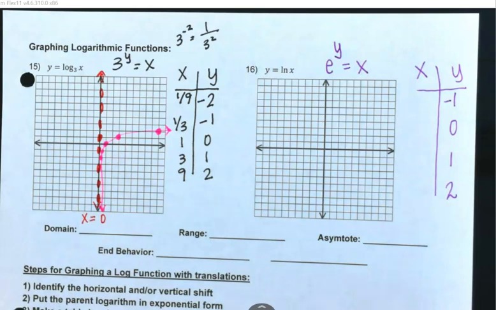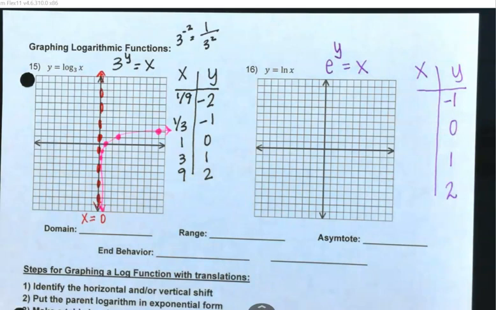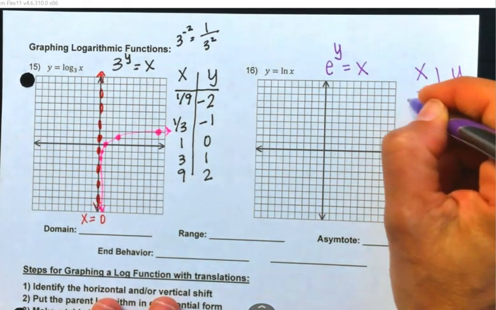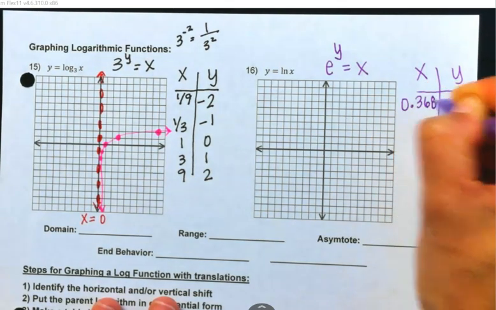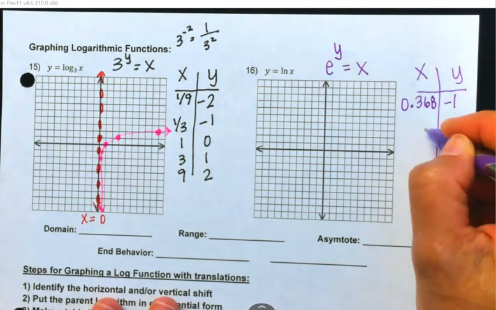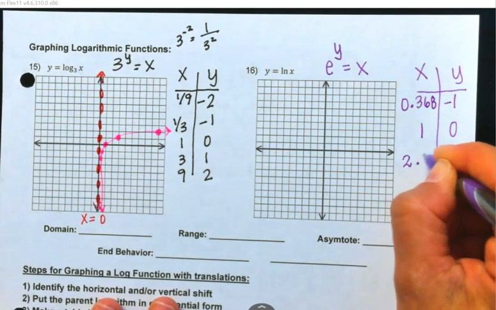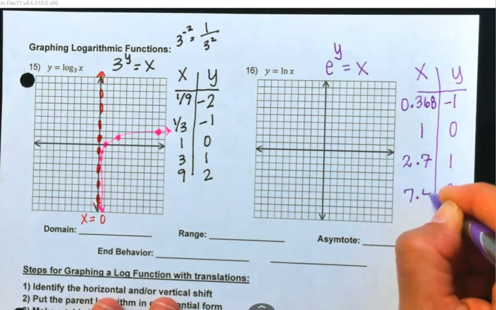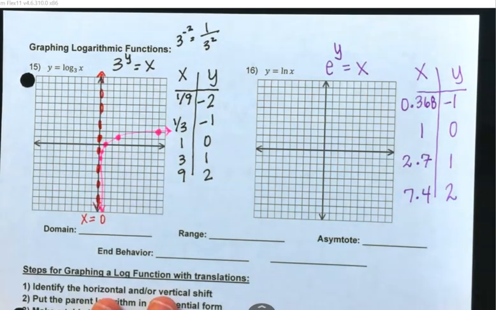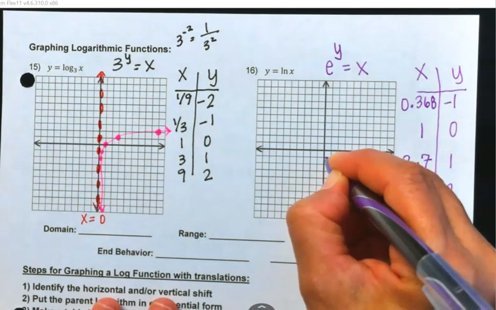All right. If you remember, e to the -1, that was a decimal. Who has that still memorized? 0.368. Very good, guys. I saw that. All right, so remember e to the 0 is 1. And then 2.7 is e to the 1st rounded. 7.4 is e squared rounded. Let's plot those. No transformations, so we're starting from the origin.